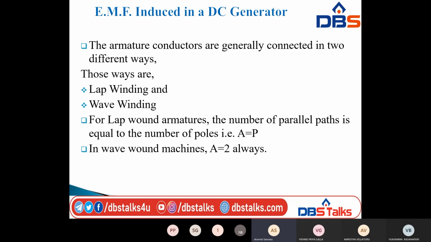For lap wound armatures, if I take the lap winding of the armature, the number of parallel paths is equal to the number of poles. Please note these two points also. For lap winding, the number of parallel paths, represented by the letter A, is equal to the number of poles P. So for lap winding, A is equal to P.